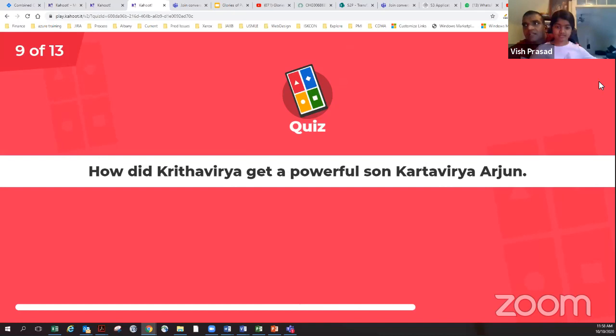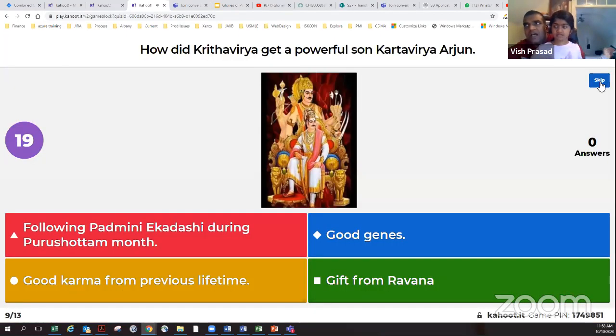Okay, how did Kritavirya get powerful son Kartavirya Arjun? Following Padmini Ekadashi during Purshottam month, or she had good genes, good karma.